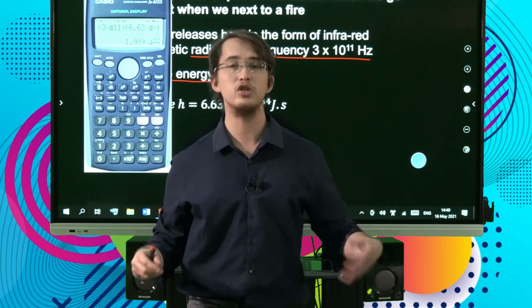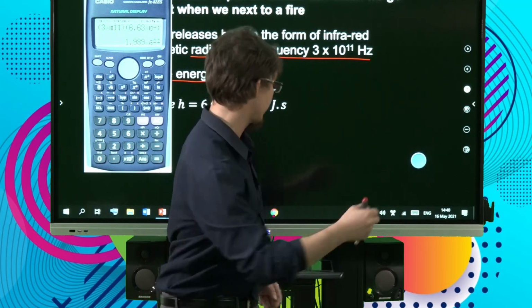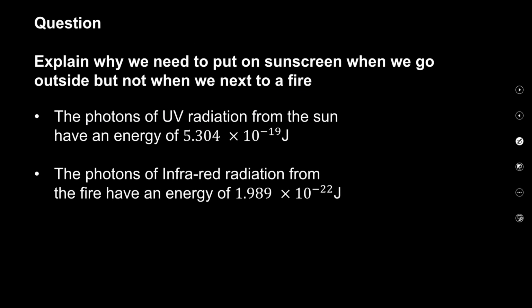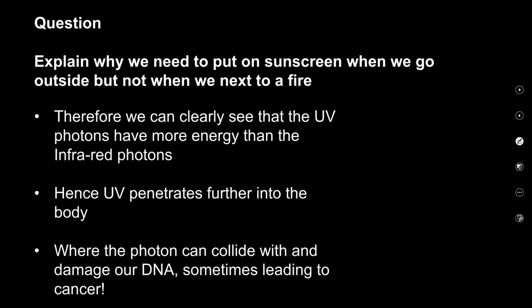Can we use this then to understand the answer to our question? The photons of UV radiation had an energy of 5.304 times 10 to the minus 19 joules. But the infrared radiation was even lower at 1.989 times 10 to the minus 22 joules, an order of magnitude of 1,000 times less. Therefore, we can clearly see that the UV photons have more energy than the infrared photons.